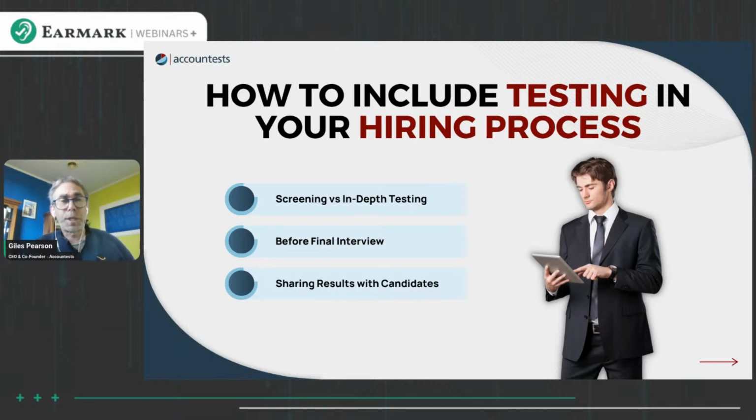Should you share the results with the candidates? Yes, but only after you've got out of them what you need to, and probably after you've had a chance to use the results in your interview process.